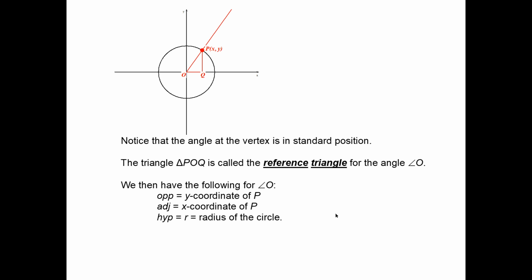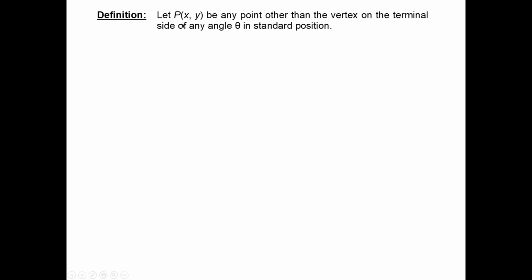Now, if you think about how we defined the trig functions for right triangles, we want to be consistent. So y is OPP, x is ADJ, and r is HYP. So let P with coordinates x, y be any point other than the vertex on the terminal side of any angle theta in standard position.